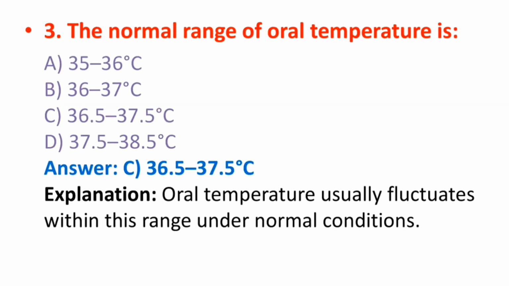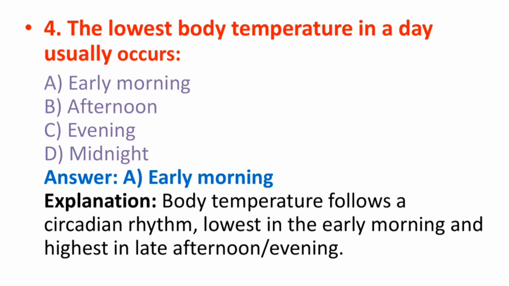The normal range of oral temperature is: option A, 35 to 30 degrees Celsius; option B, 36 to 37 degrees Celsius; option C, 36.5 to 37.5 degrees Celsius; option D, 37.5 to 38.5 degrees Celsius. The correct answer is option C, 36.5 to 37.5 degrees Celsius.